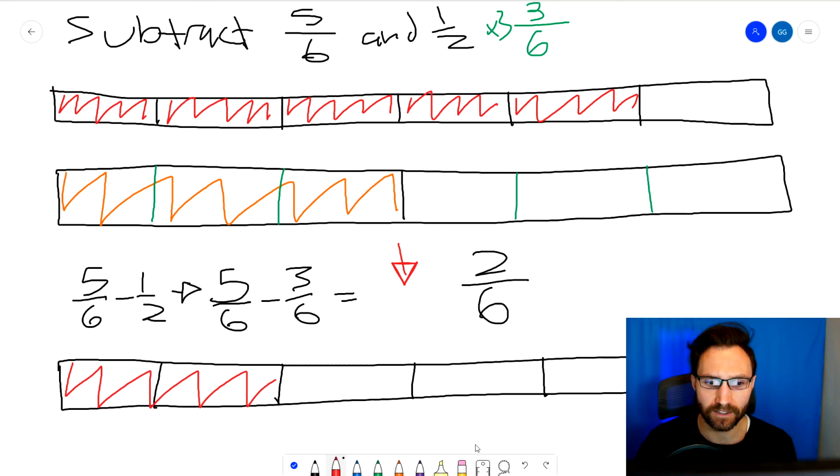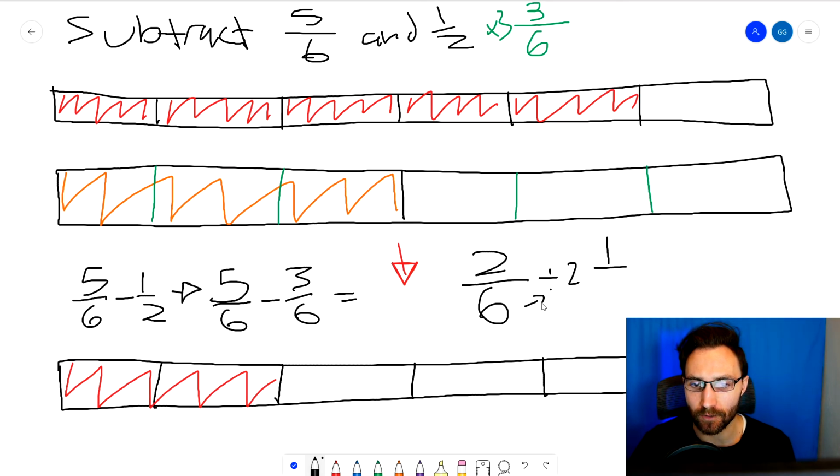But are we done yet? 2/6, is that the simplest form? Or is there a common factor that we can use to simplify this fraction? Some of you guys are already saying it. These are both even numbers, and we know that all even numbers can be divided by 2. 2 divided by 2, a number divided by itself always equals 1. And then 6 divided by 2, how many groups of 2 can go into 6?